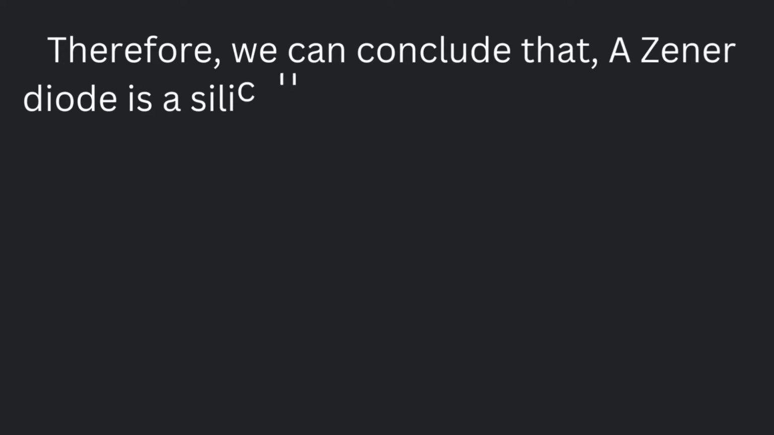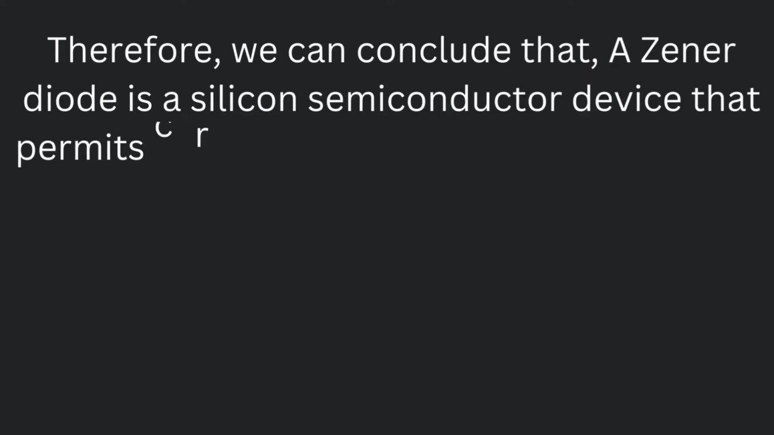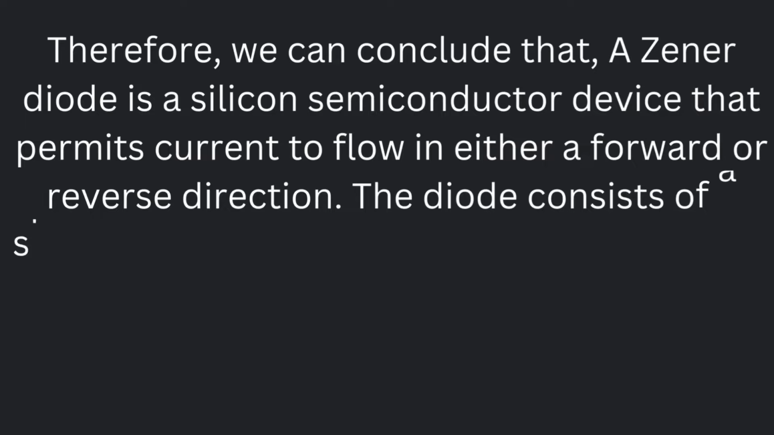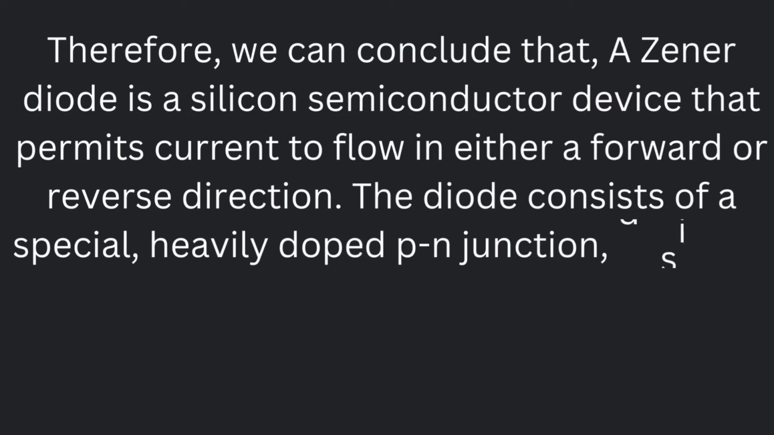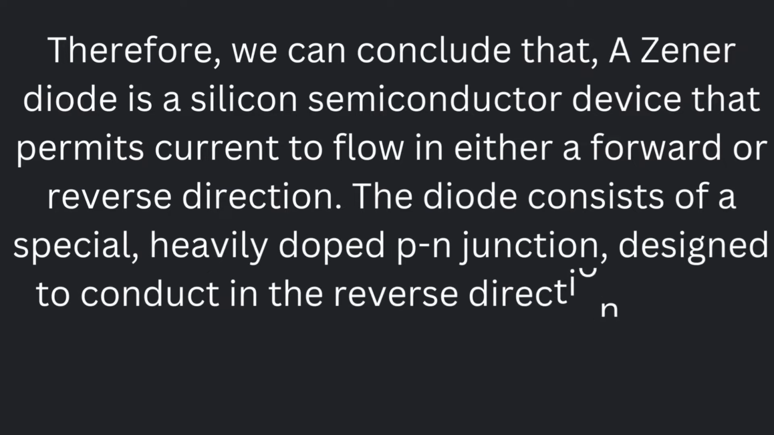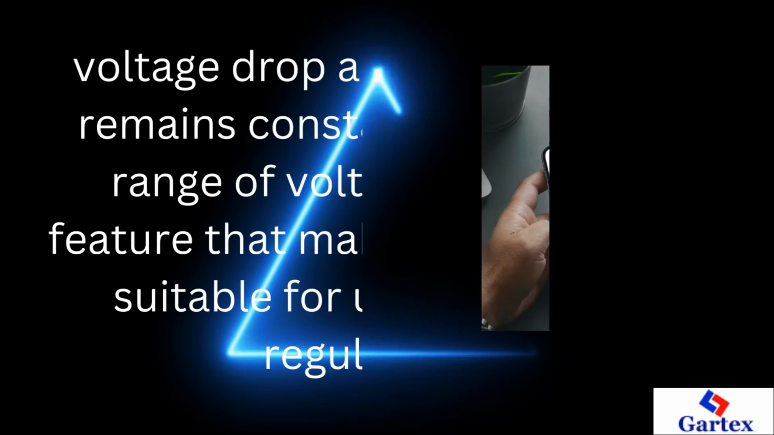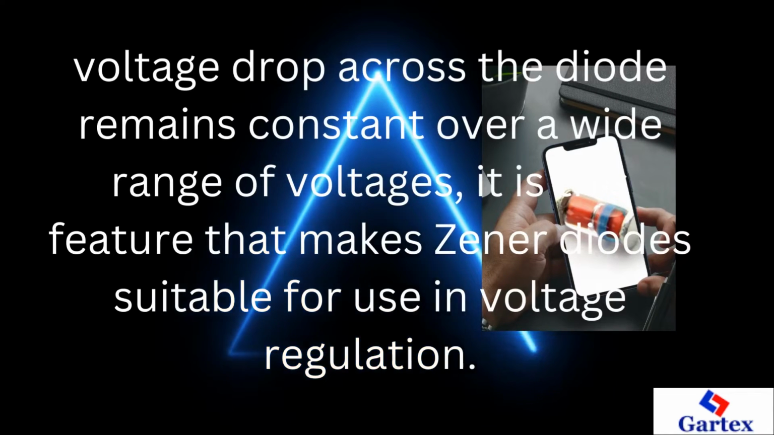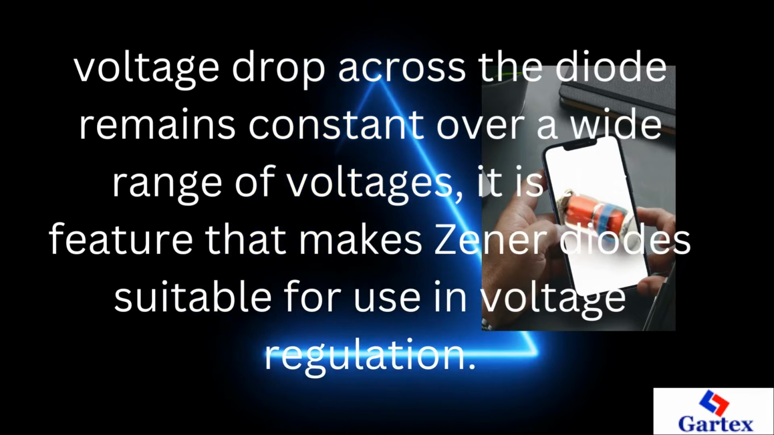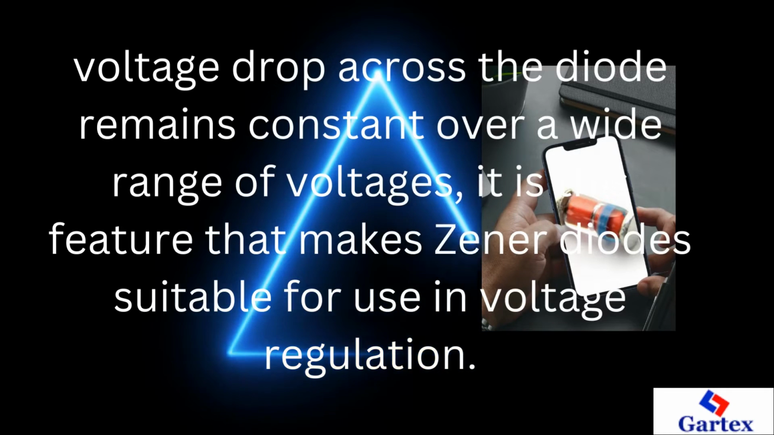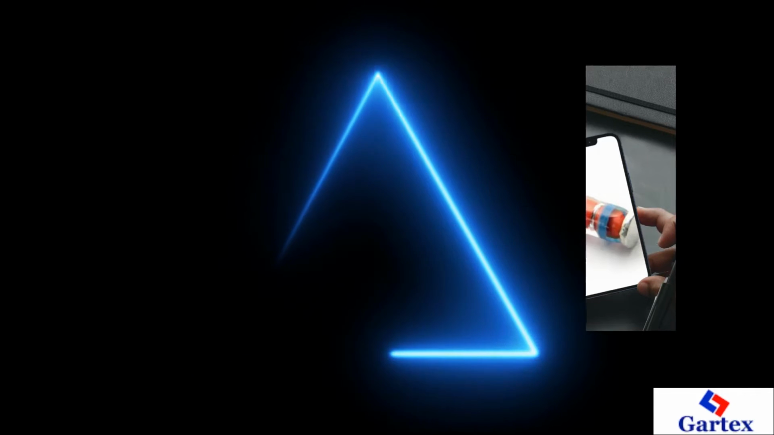Therefore, we can conclude that a Zener diode is a silicon semiconductor device that permits current to flow in either a forward or reverse direction. The diode consists of a special, heavily doped p-n junction, designed to conduct in the reverse direction when a certain specified voltage is reached. Additionally, the voltage drop across the diode remains constant over a wide range of voltages. It is this feature that makes Zener diodes suitable for use in voltage regulation.